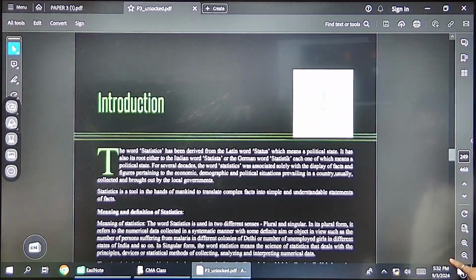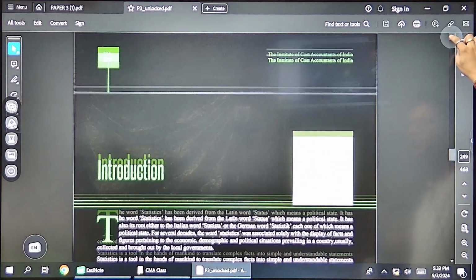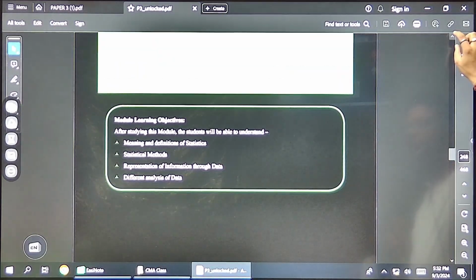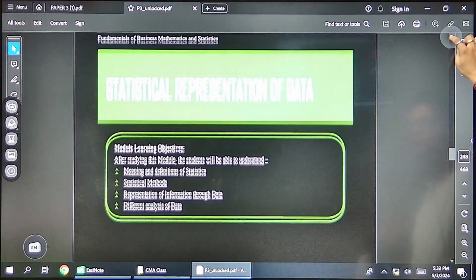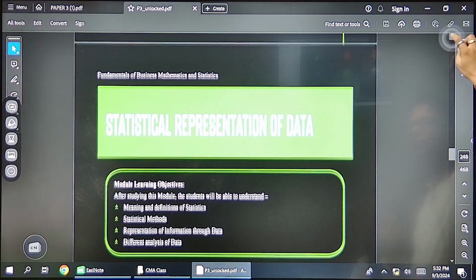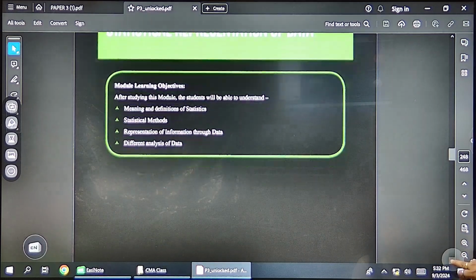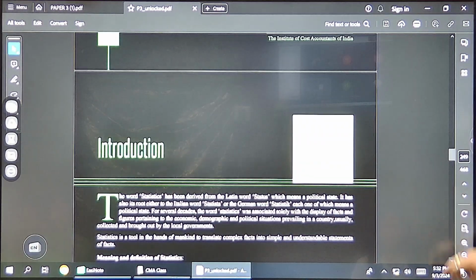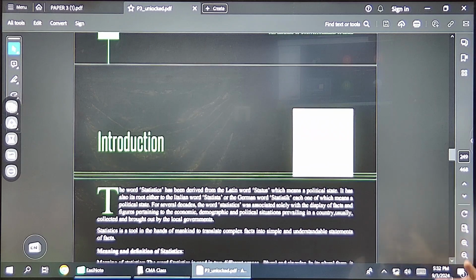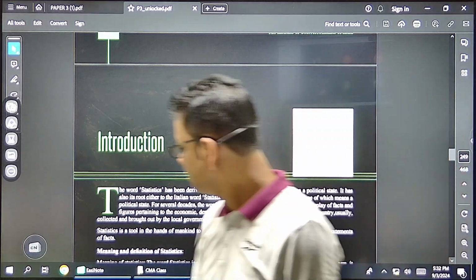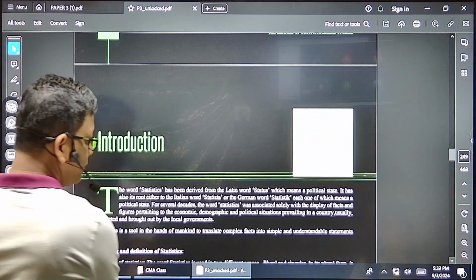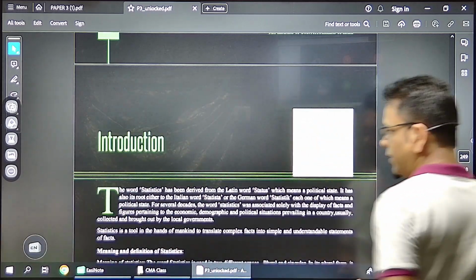All right. So this is the introduction, but before that, we will have these particular topics in module 4. Your statistics part starts with module 4, statistical representation of data. In each module there are some sub-modules. Suppose this is chapter 4, then we'll have 4.1, 4.2 like this. All these sub-modules we need to complete. Getting it?